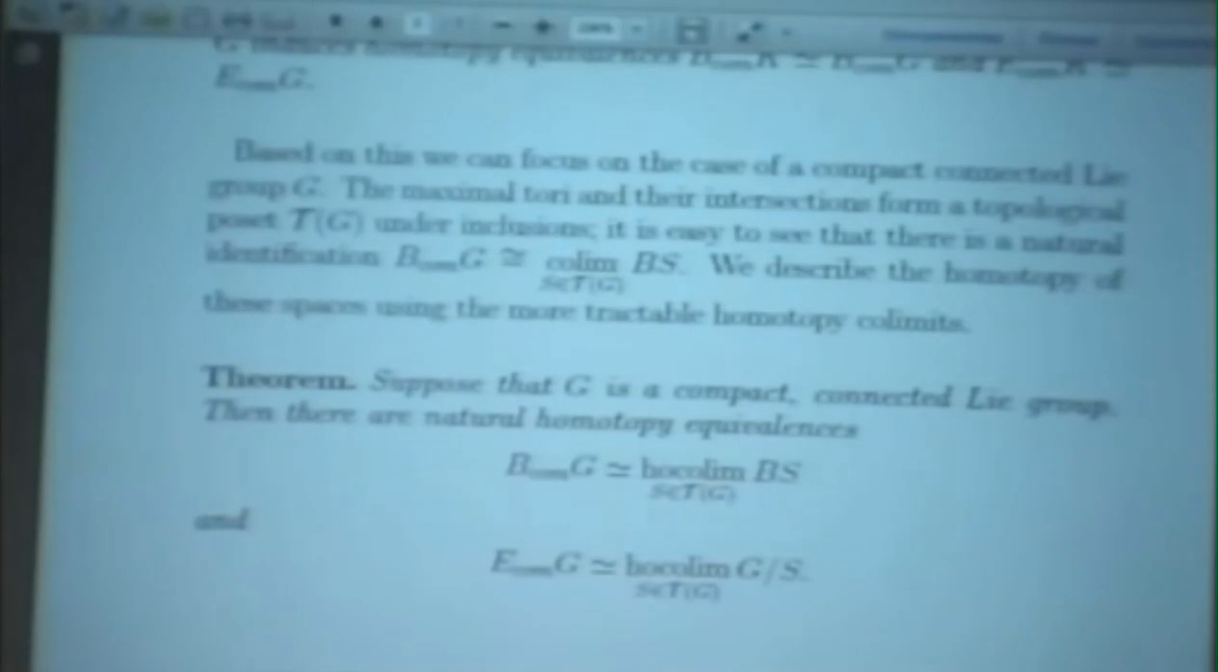Then I say, well, we're in the compact situation. So how can we describe this in terms of a tractable kind of model for homotopy theorists? Well, what we do is use the maximal tori. So in this sense, the tori are appearing in our lecture. So we take the topological poset, T(G), constructed using the maximal tori and their intersections. And now you can see that there's a natural identification of B_com G with the colimit of the classifying space of the tori, over this category, so all the maximal tori and their intersections.